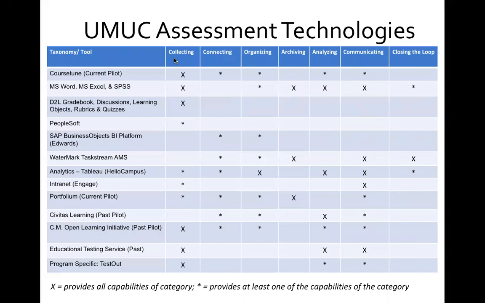Civitas was a past agreement that was used to provide analysis for student success predictive analytics. And CMU is Carnegie Mellon Open Learning Initiative. This was also a past agreement to provide and develop adaptive learning technologies to our students.